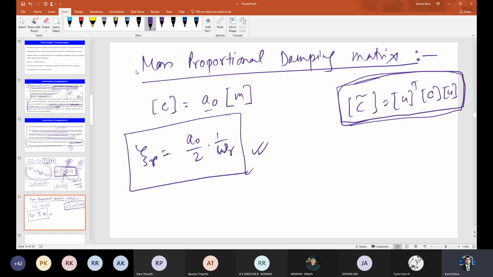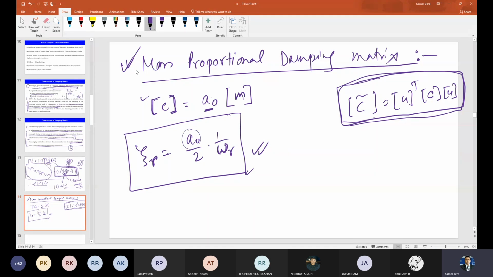Okay. Fine. So our aim is to construct the damping matrix, right? And in this case, we are talking about mass proportional damping. I have to construct this. So in that case, I have to find out A naught. M is known to us. If I know A naught, then I'll put A naught here and construct the damping matrix. Finish.